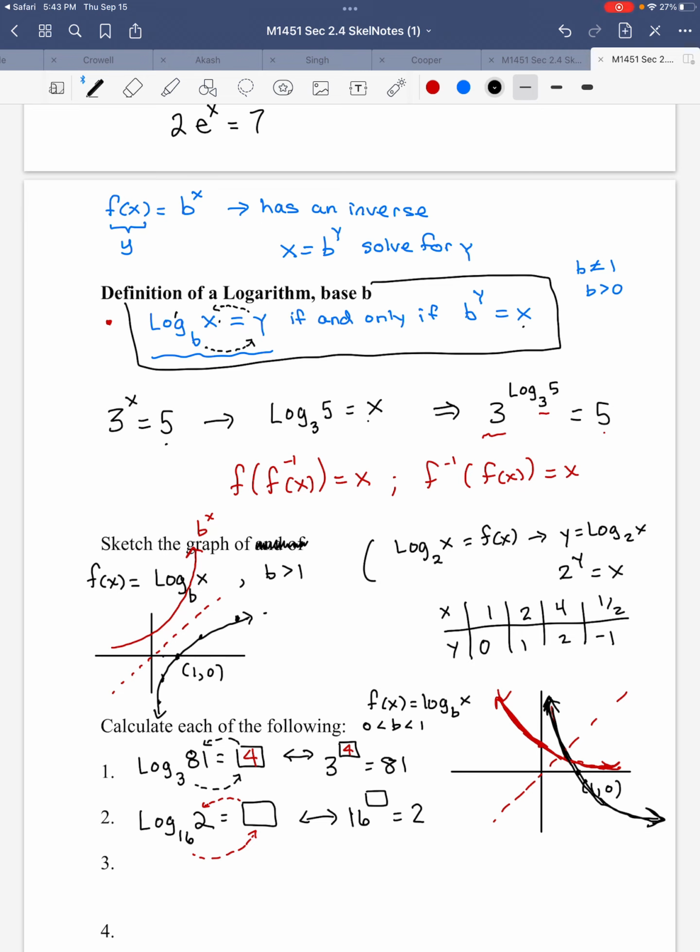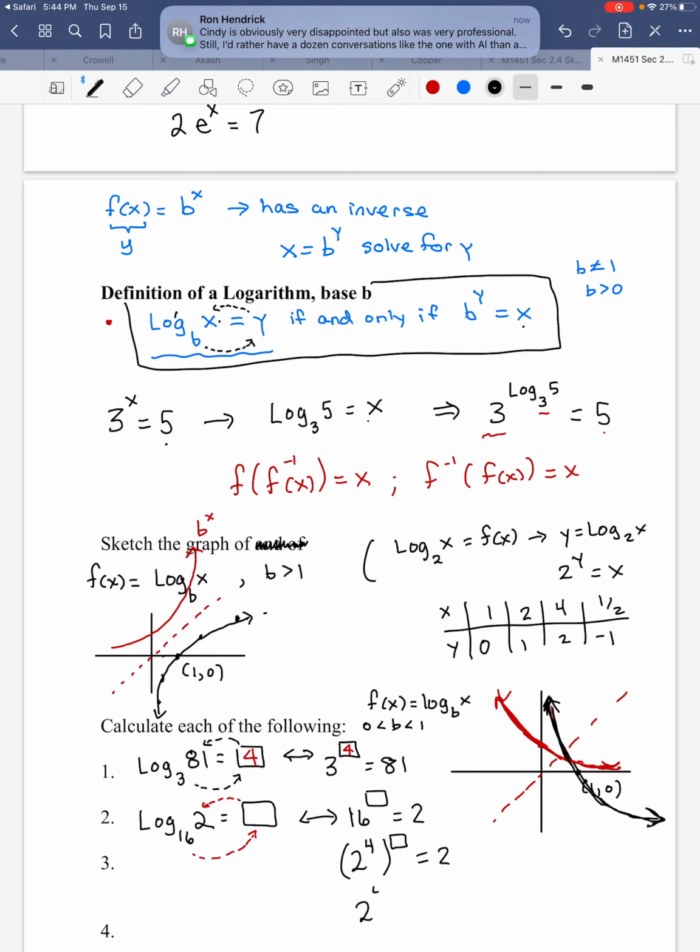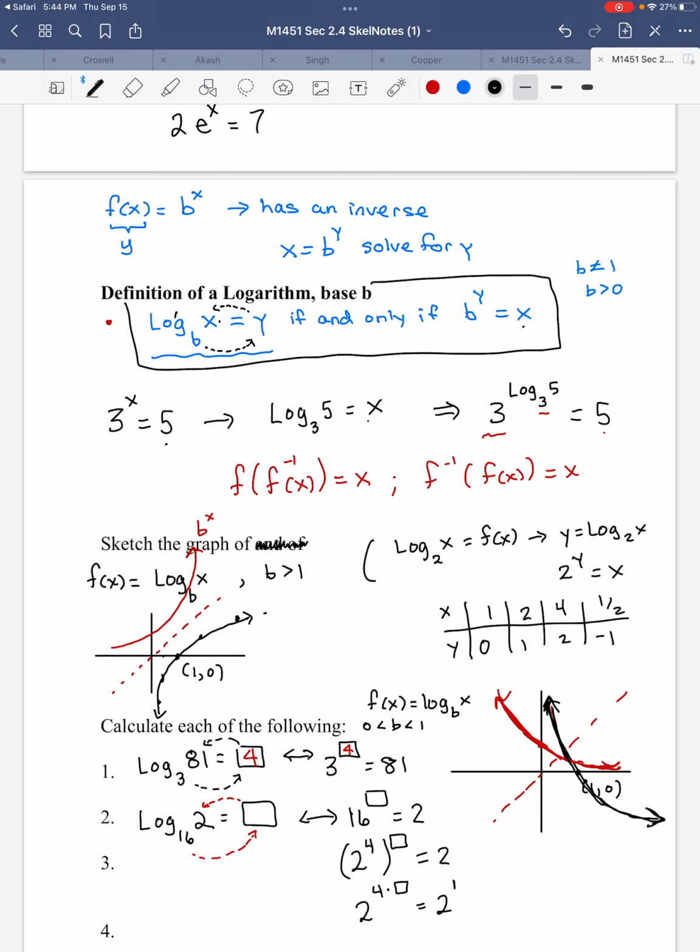Right off the top of my head, I don't know. But I do know that 16 can be written as 2 to the 4th. So I'm going to write that as 2 to the 4th, to some power, is 2. And when you raise a power to a power, you multiply exponents. So that says 2 to the 4 times this mystery number is 2. This is 2 to the first power. I've got my exponential expressions written in terms of the same base, so that means I can equate my exponents. 4 times that mystery number is equal to 1. So that number that goes in the box is going to be 1/4. Log base 16 of 2 is 1/4.